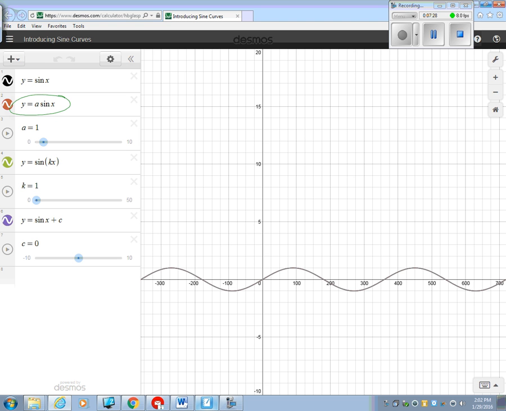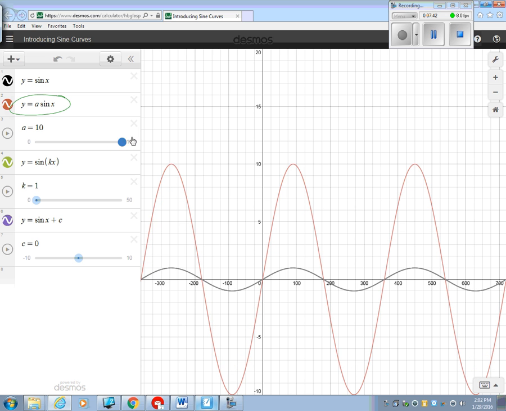As I move a, we notice that my graph starts getting bigger, vertically stretching. The bigger a is, the bigger the graph is. If I make it 0, it's flat. But as I get bigger, and I go all the way up to 10, let's say, my graph gets vertically stretched. In fact, if you stop and think, the amplitude of this graph, well, my center line obviously is right here in the middle. That's 10, and this one down here is -10. So it suggests to us that a is our amplitude.